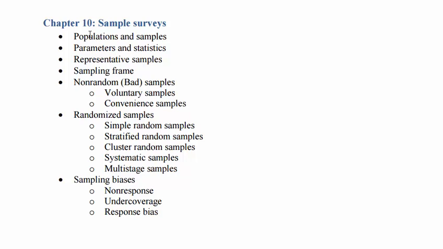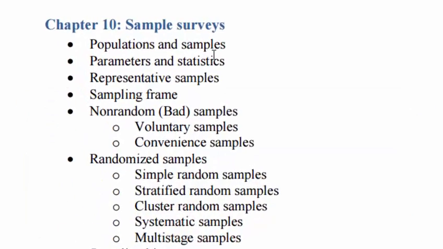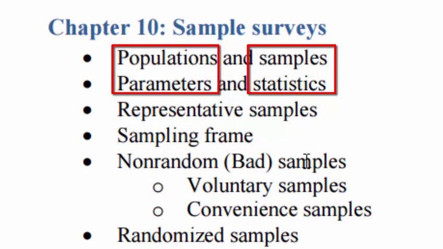Next, we have the difference between parameters and statistics. And this part right here is very important because we need to remember SSPP, which stands for Sample Statistics, Population Parameters. Statistics are from samples. Parameters are for populations. And lucky for us, they are linked right here. Do not confuse the two. Statistics are for samples and parameters are for populations.